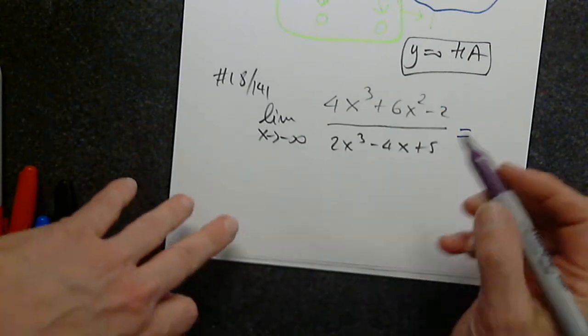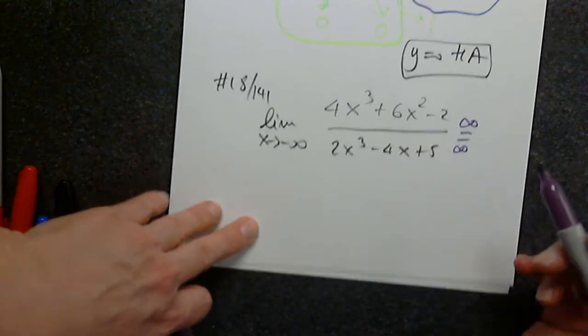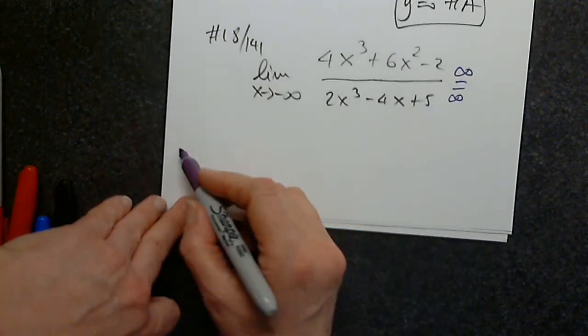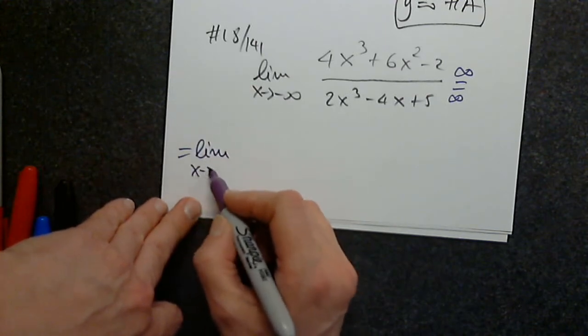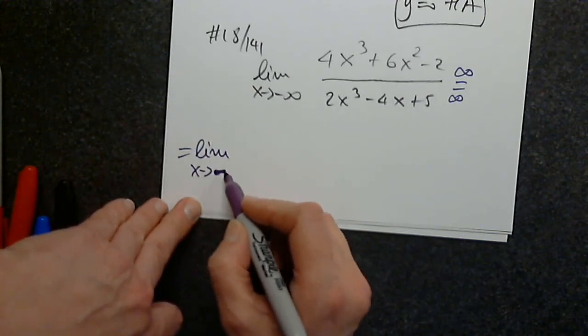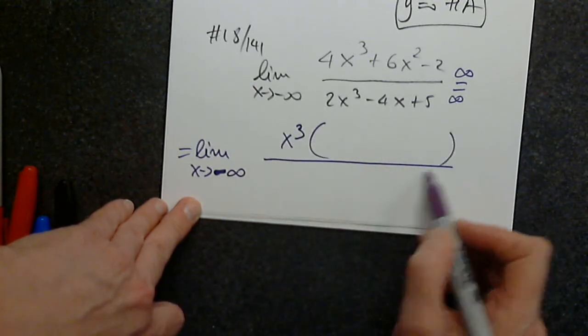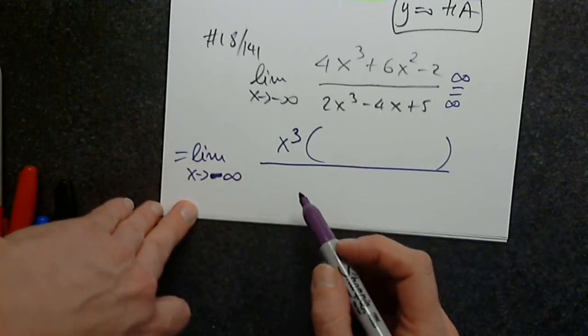So negative infinity over negative infinity, or infinity over infinity. So this is the second indeterminate case. And like before, please tell me the degree of the numerator. So please factor it out. And please tell me the degree of the denominator.